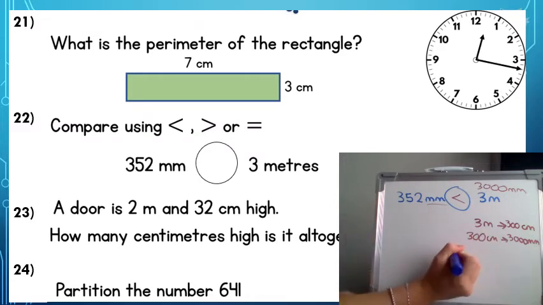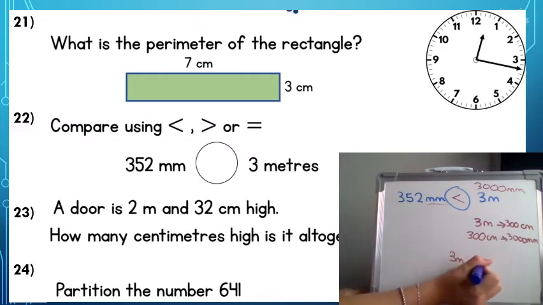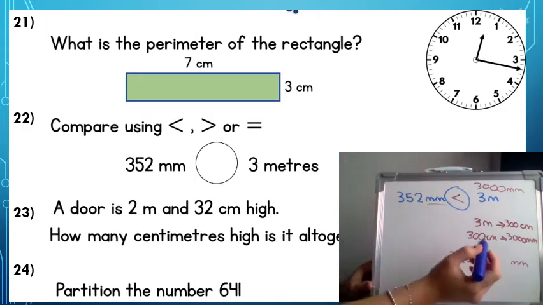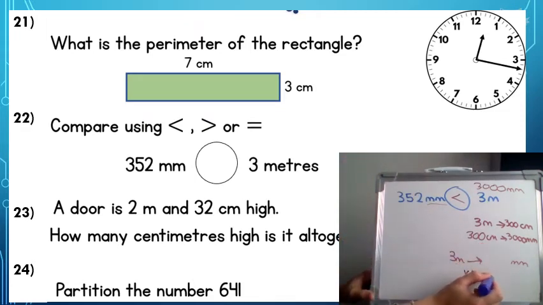You could have just gone from 3 metres straight down to millimetres, but in order to do this, you would have had to times by 1,000 to find your answer. So that would have been another way that you might have done it. Now that one was a really tricky one, so well done if you got it correct.